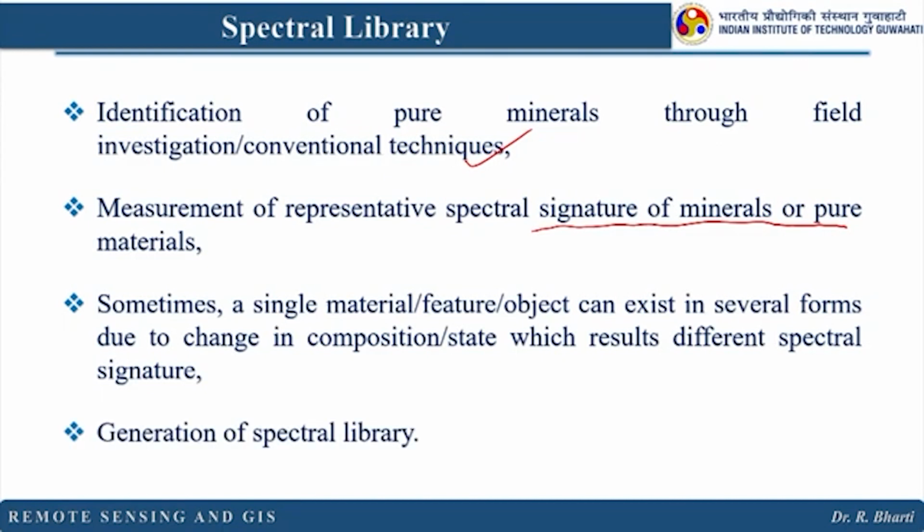Once you are confident that these are the pure minerals, materials or objects, you can generate their spectral signatures, like emissivity or reflected spectra, and save them somewhere. Then we can call that a spectral library. How to generate this spectral library and what components you need to take care of, I will explain later. Now, once you have developed this spectral library, the next step is spectral analysis.